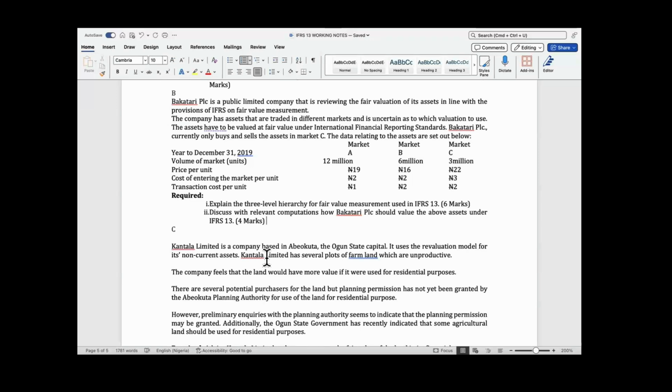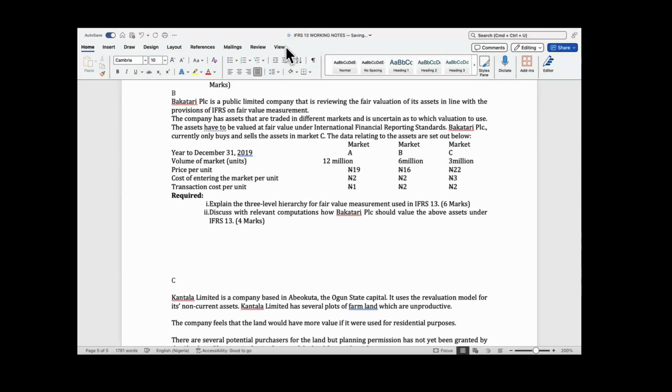Required: one, explain the three-level hierarchy for fair value measurements used in IFRS 13. Two, discuss with relevant computations how Atakari PLC should value the assets under IFRS 13.